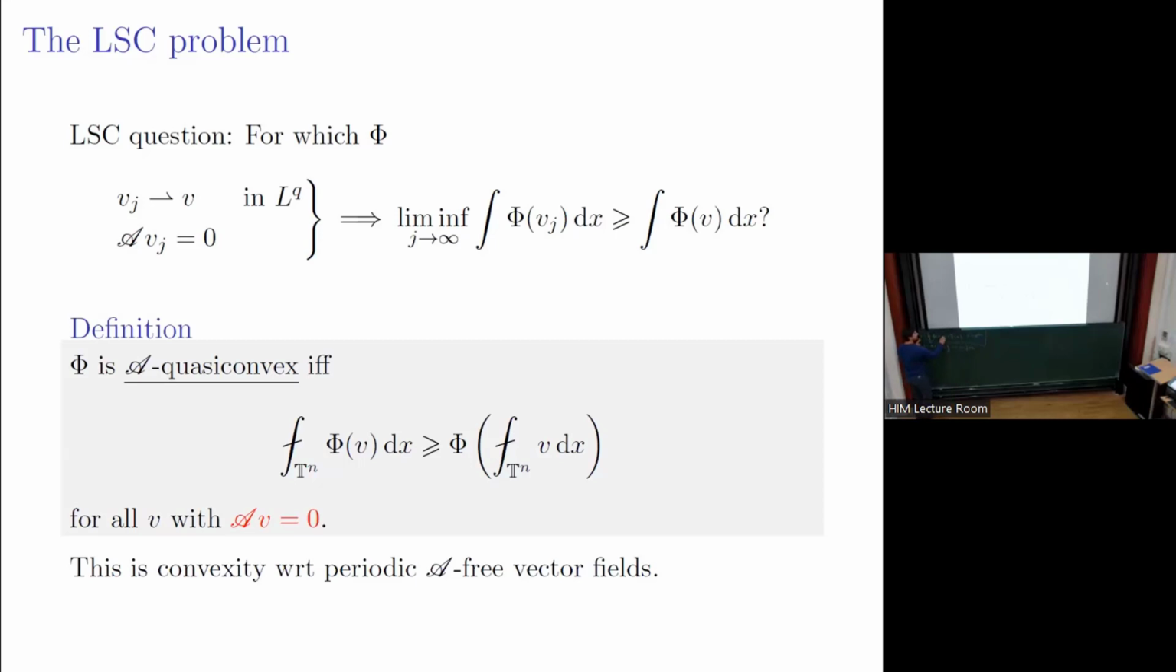It should be, let's measure the deviation from the average for all x in R^n, for all vectors, dimensions change, and for all A-free sequences with average. But the point remains: lower semi-continuity along all A-free sequences if and only if, a simplified, not simple, but simplified condition, that you should have Jensen with respect to A-free sequences.